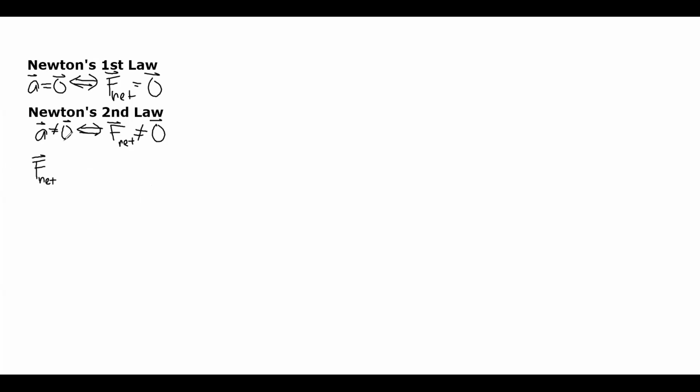And I'm going to say that the cross product of F net and acceleration is zero. What does that tell you? Well, if the cross product between two vectors is zero, that means that they either have to be in the same direction or in the anti-direction. That's the only way that the cross product can be zero.